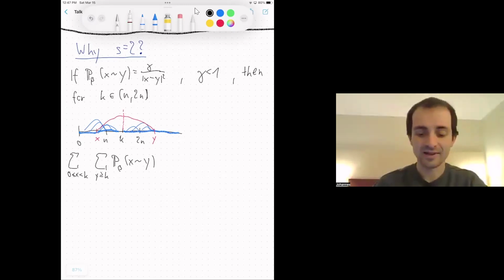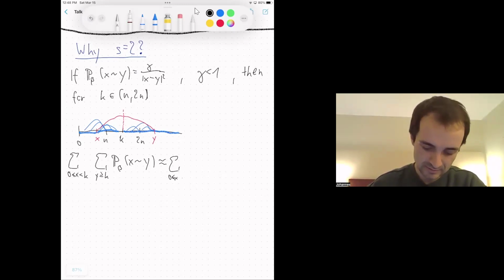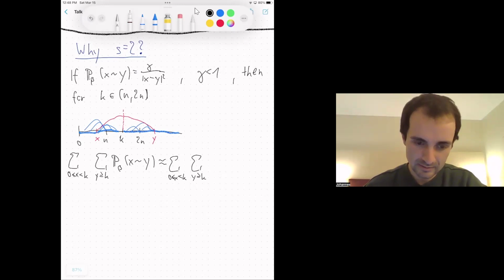Okay, and then let's plug in this gamma divided by x minus y to the power 2. So we see that's approximately the sum over x less than k and y greater or equal than k, gamma divided by x minus y to the power 2, which is, well, at least approximately, when k is large, gamma times the logarithm of k.